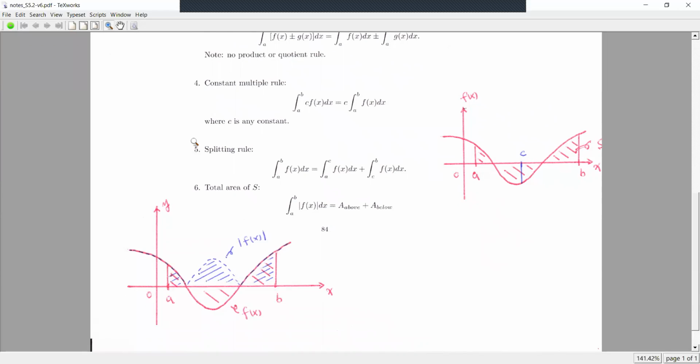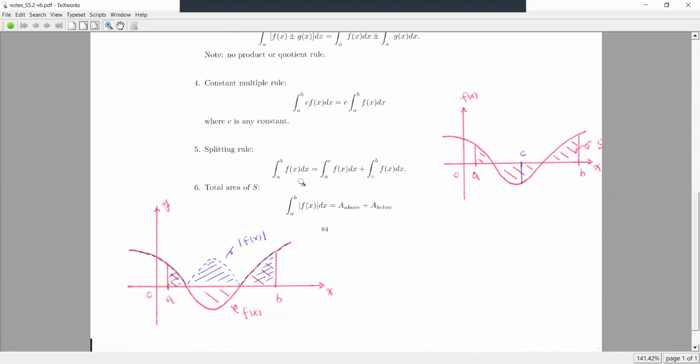Property number four. Take the integral of a constant times a function. It is equal to the constant times the integral. That means that we can move the constant c outside the integral. Property number five, splitting rule.